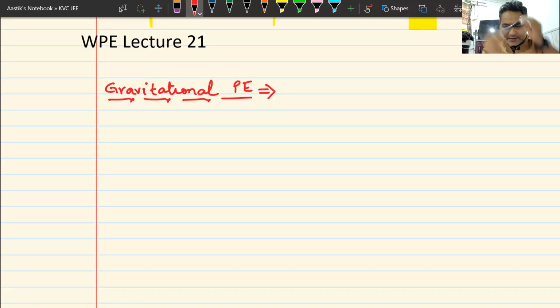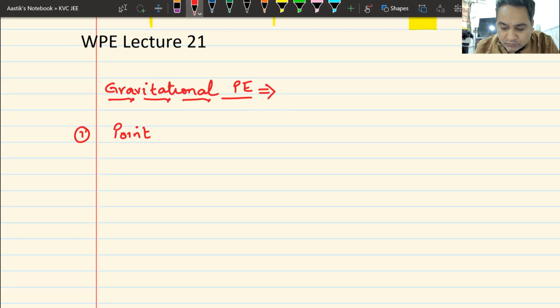For example, this pen. How do I find the gravitational potential energy of this pen? Or for example, this mobile phone. This mobile phone is kept like this. This is ground. Mobile phone is here. What is the gravitational potential energy of this mobile phone? If it is a point, it's very easy to find out. So let us first take the first example, gravitational potential energy of a point mass.